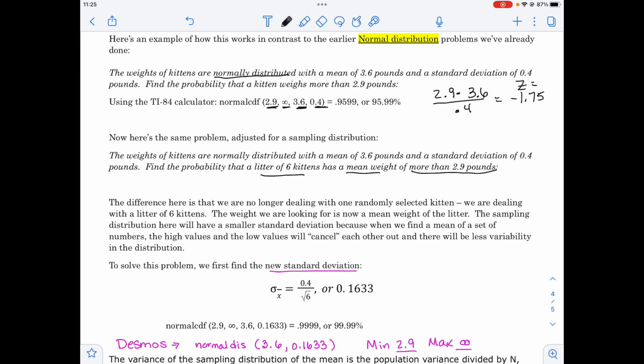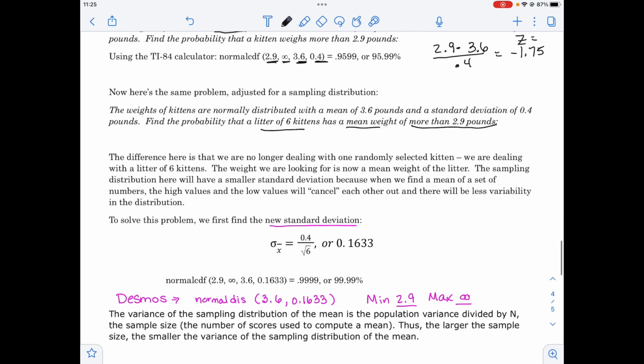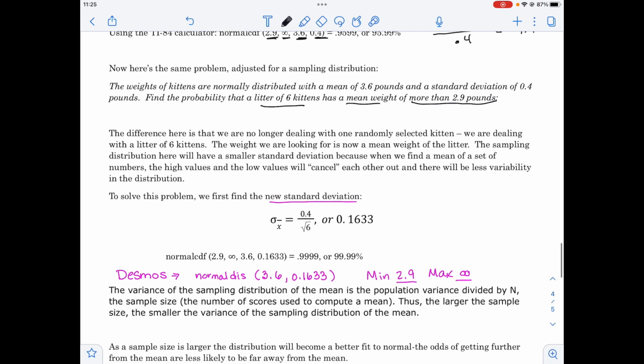So we're going to find out what that is with our formula. We use our original one of 0.4, and we divide by the square root of our sample size, which is 6 in this case, and then we get 0.1633. Okay? So if we were using our calculator, we put it in the same way, we're still looking for something more than 2.9 pounds, so minimum, maximum, this is our mean, and this is our new standard deviation for the mean. So we get 99%, okay?